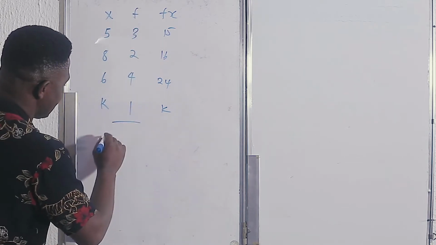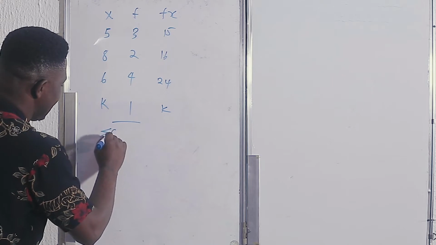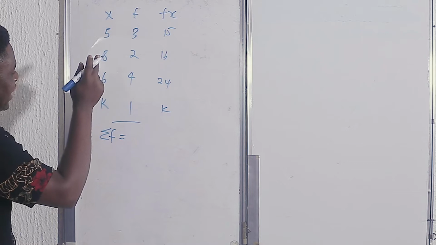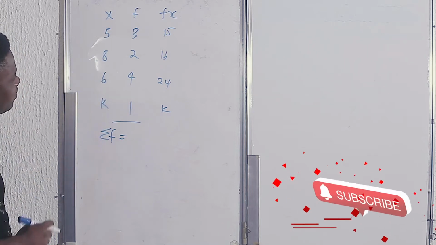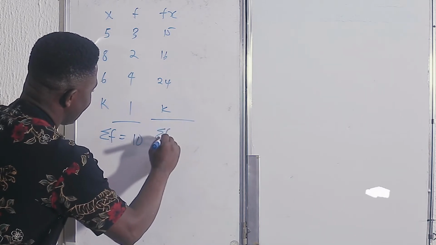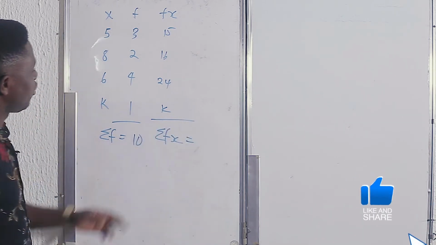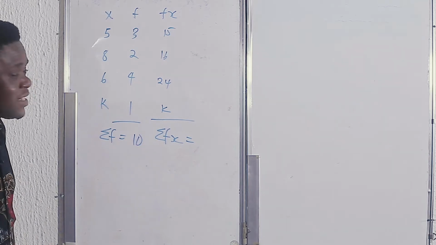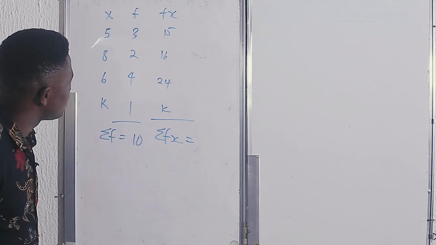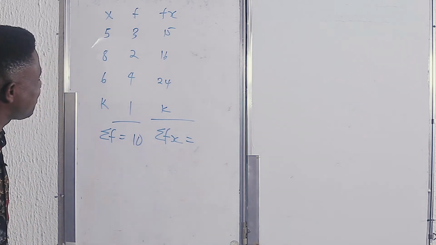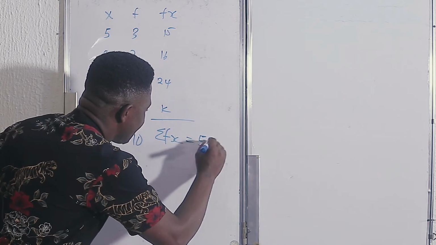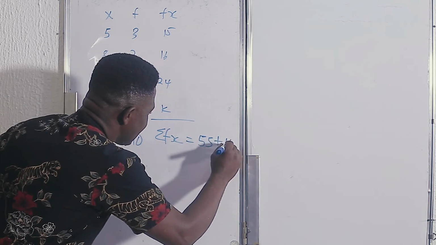If you add everything here, we are summing them up. It will give you 3 plus 2, 5, plus 4, 9, plus 1. That will be 10. If you sum everything here as well, it will give you 15 plus 16. That will be 31. 31 plus 24 will be 55 plus K. So you have 55 plus K.